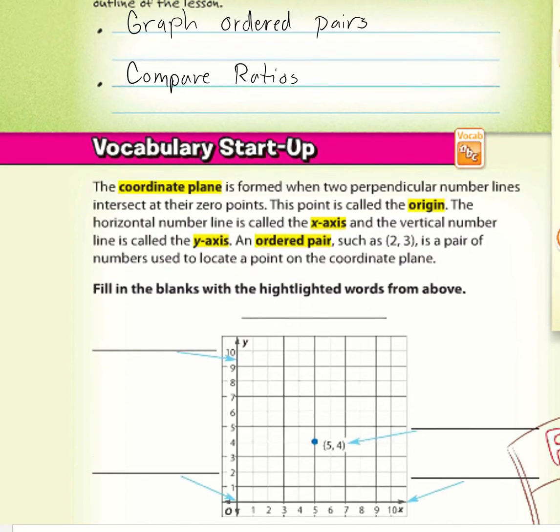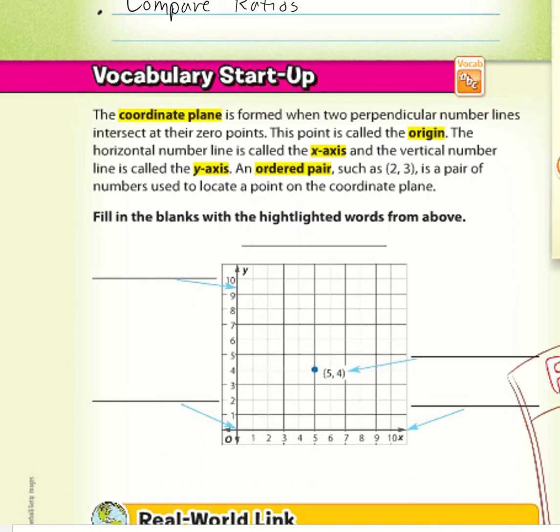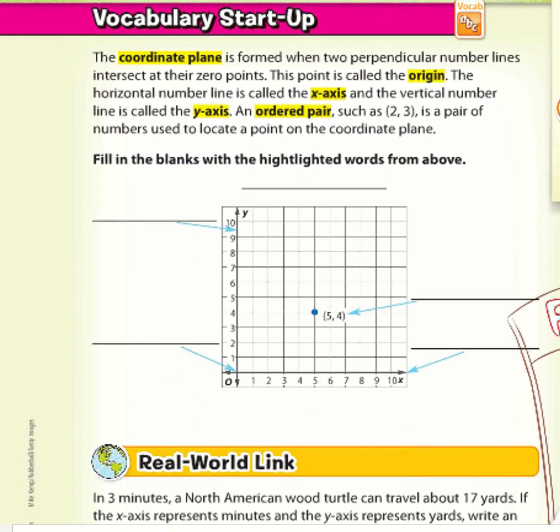The coordinate plane is formed when two perpendicular number lines intersect at the 0 points. This point is called the origin. The horizontal number line is called the x-axis, and the vertical number line is the y-axis. An ordered pair such as (2, 3) is a pair of numbers used to locate a point on the coordinate plane. So fill in the blanks. This top part is the coordinate plane. That's the title of the entire thing.